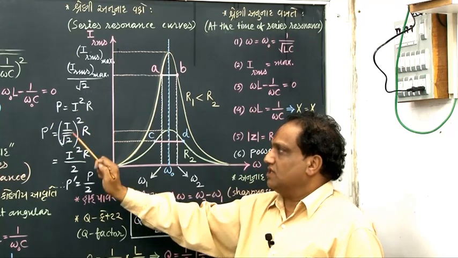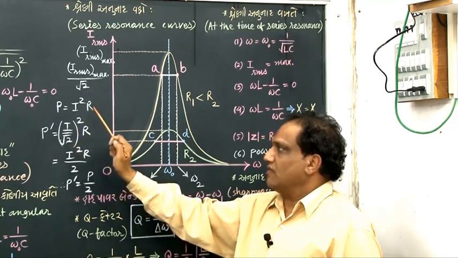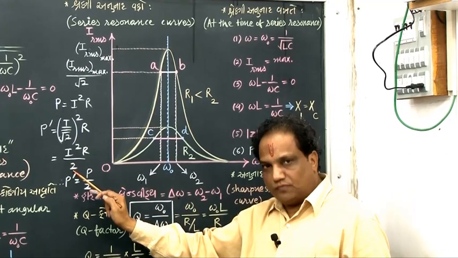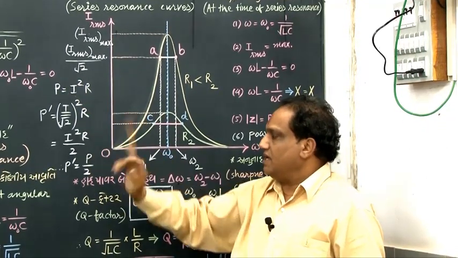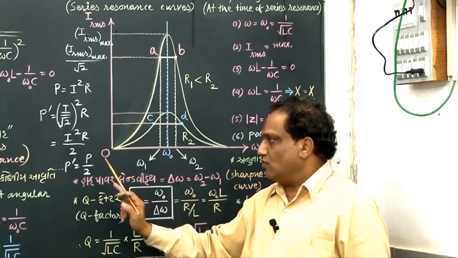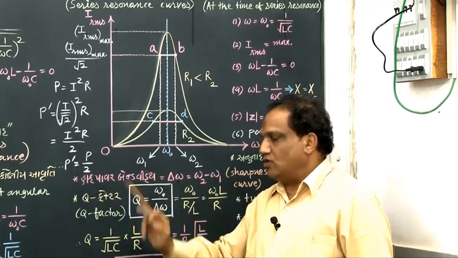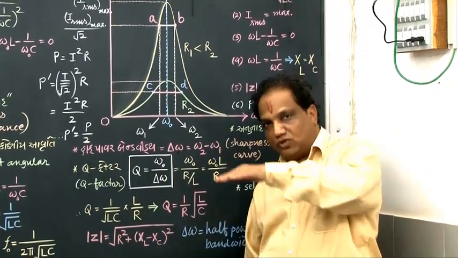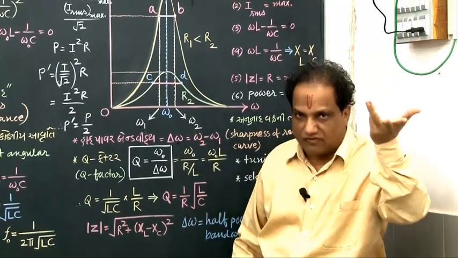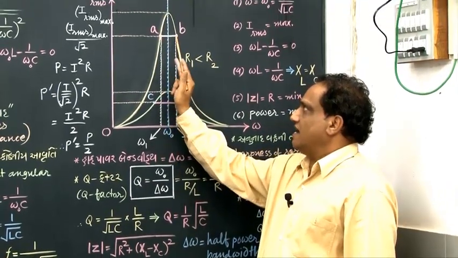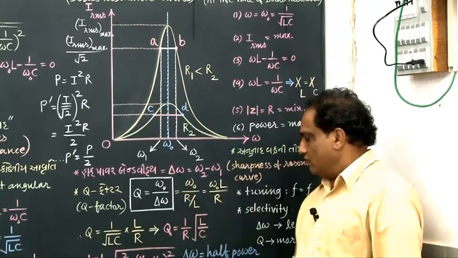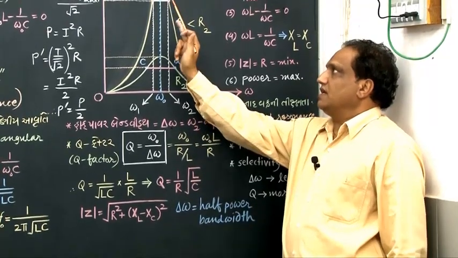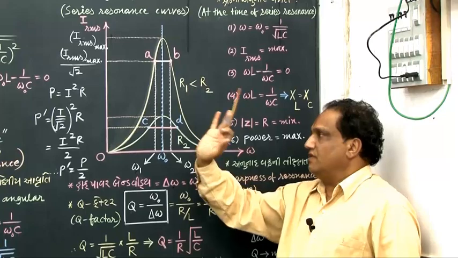Now instead of I, I am just passing current I by root 2, its square into R. So this is I square R upon root 2 square. Root 2 square is nothing but 2. But wherever it is I square R, I can write P. So it is now P by 2. So P dash equals P by 2, which means half of P. So this power has been reduced to half of initial value. That's why we call such width as half power bandwidth, shown by symbol delta omega. So delta omega is omega 2 minus omega 1, or you can say it is width AB, fine.